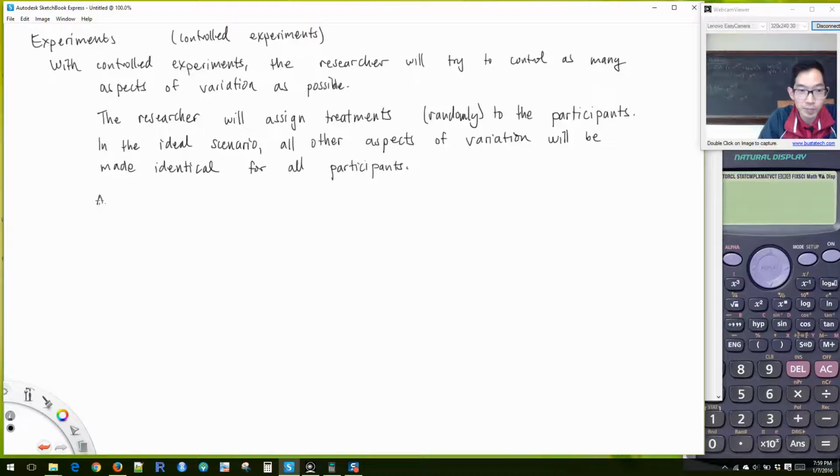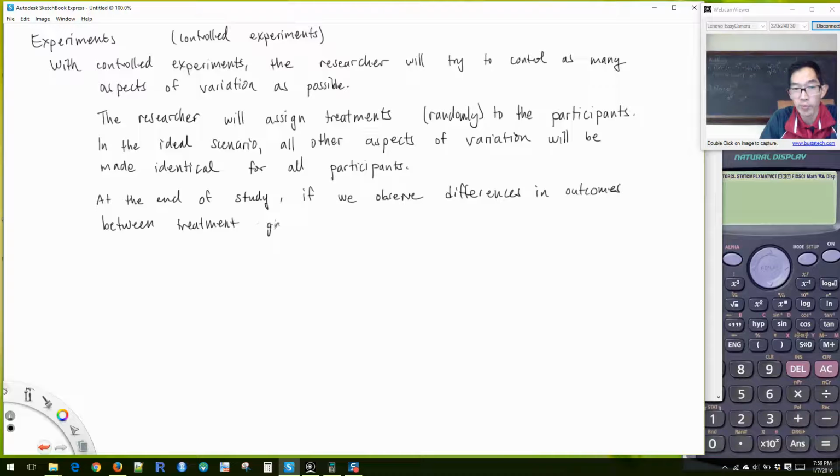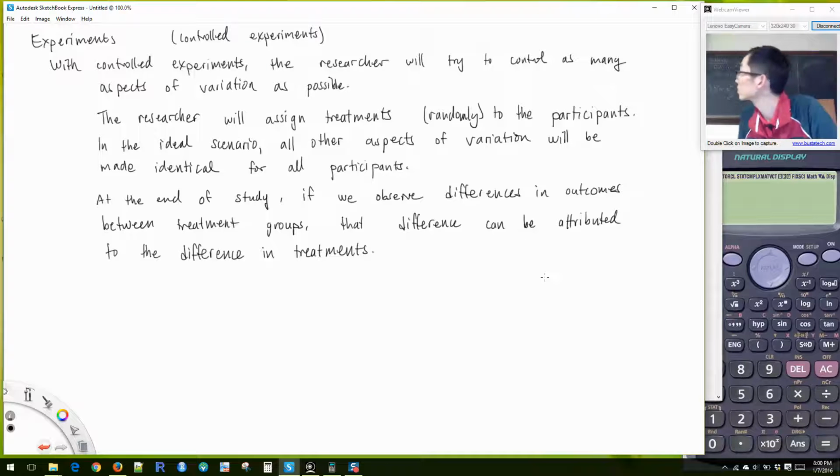So at the end of the study, if we observe differences in outcome between treatment groups, that difference can be attributed to the difference in treatments. Okay.